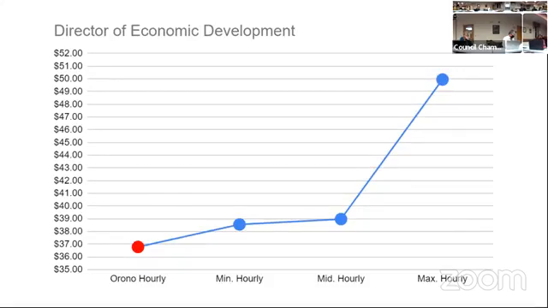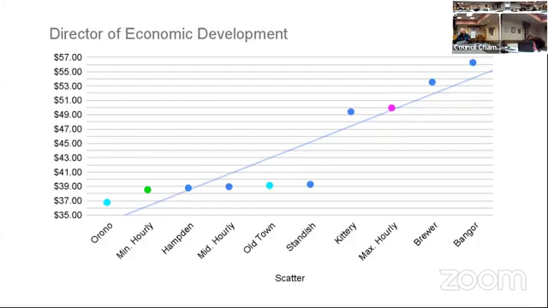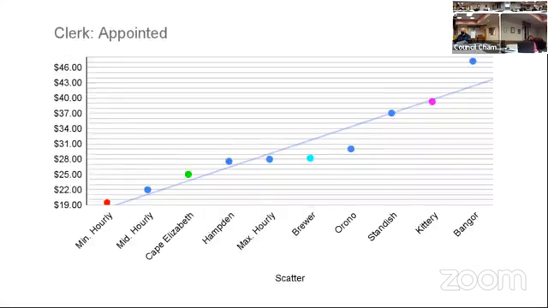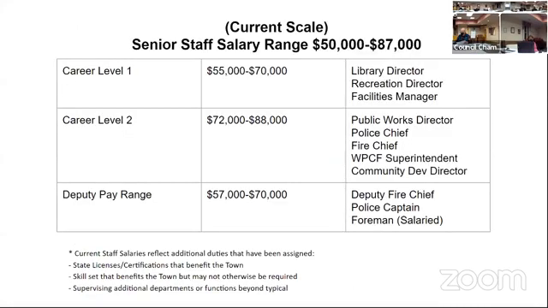Sorry to keep asking. No, no. So we're talking about department heads who are in salary ranges. Yes. Let's take, for example, the economic development director. That's not in the senior staff salary range category. It would be the community development director, and that would be 72 to 88.